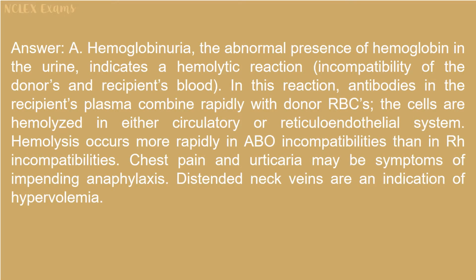Answer: A. Hemoglobinuria. The abnormal presence of hemoglobin in the urine indicates a hemolytic reaction, incompatibility of the donor's and recipient's blood. In this reaction, antibodies in the recipient's plasma combine rapidly with donor RBCs. The cells are hemolyzed in either the circulatory or reticuloendothelial system. Hemolysis occurs more rapidly in ABO incompatibilities than in Rh incompatibilities. Chest pain and urticaria may be symptoms of impending anaphylaxis. Distended neck veins are an indication of hypervolemia.